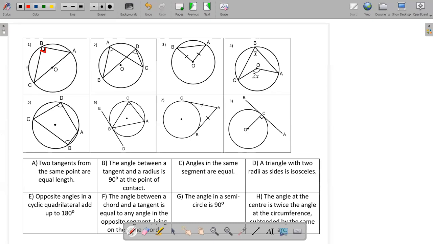What angle is that specifically? What does a box mean? Remember we spoke about that? A box has a meaning. That box is a right angle. So if it's a right angle, how much is that? 90 degrees, right? Excellent.